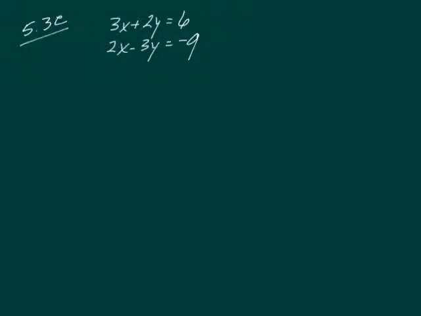So this is video 5.3E as in echo, and I'm just going to take some of the exercises from the book and do them with you just so that you're a little bit more familiar with what's going on. This is number 21 in exercise 5.3, page 468. So let's go ahead and write this matrix form.